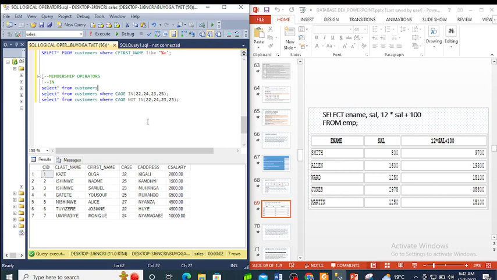Let's say, for example, we want the salary of everyone to be added 100 and be multiplied by 2, for example.